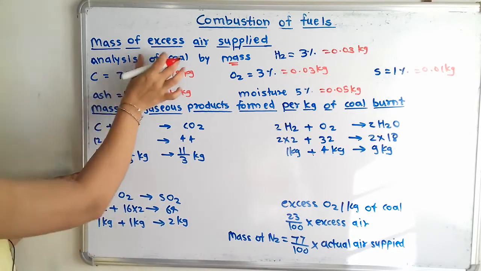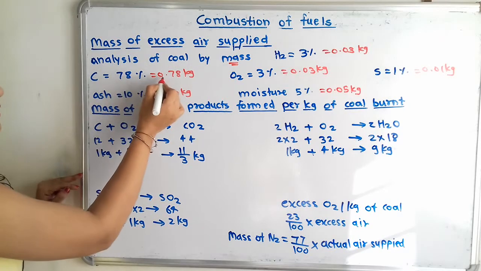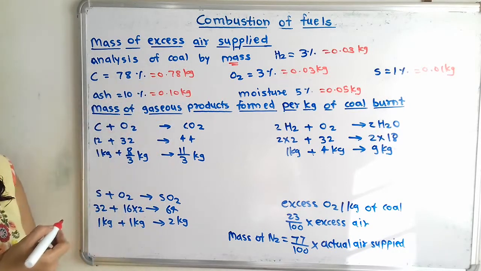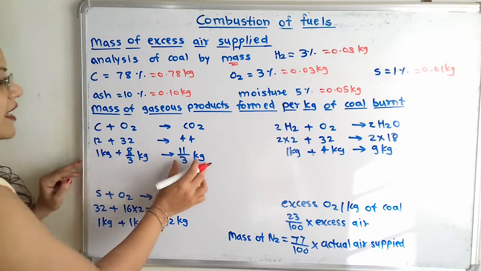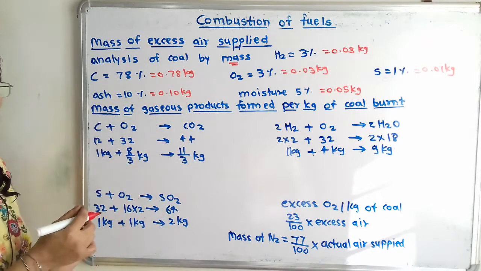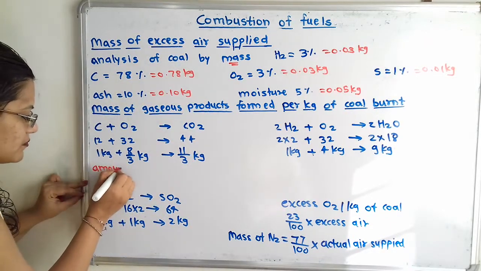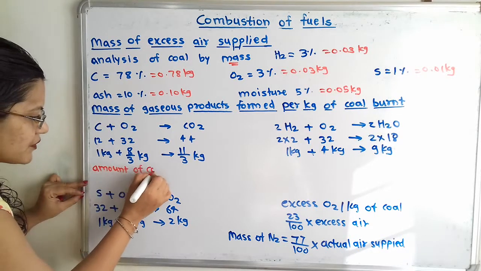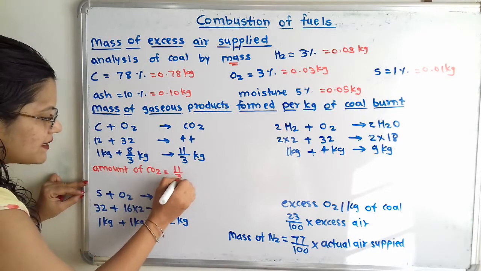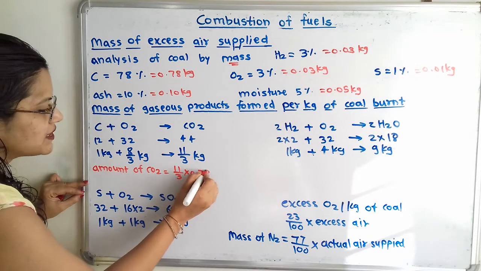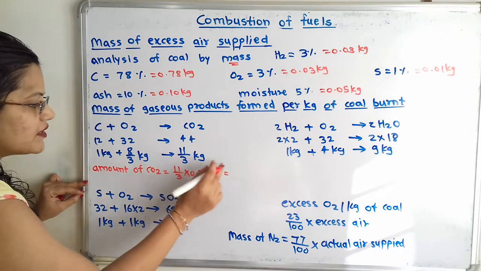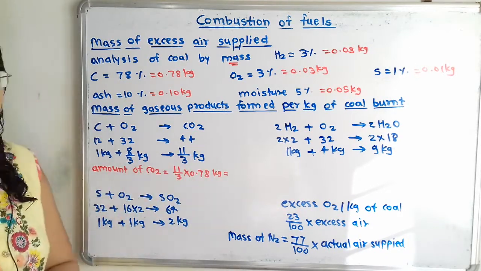But in the analysis of coal, we have 0.78 kilogram of carbon available. So how do we find the amount of CO2? Therefore, the amount of CO2 is equal to 11 by 3 multiplied by 0.78 kilogram. We will solve this and get the answer.